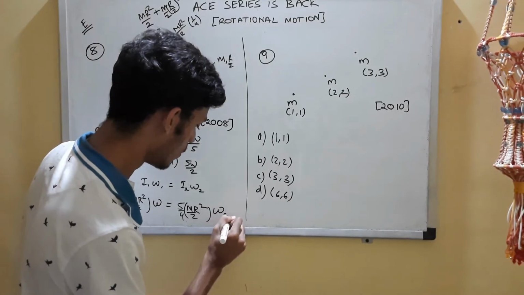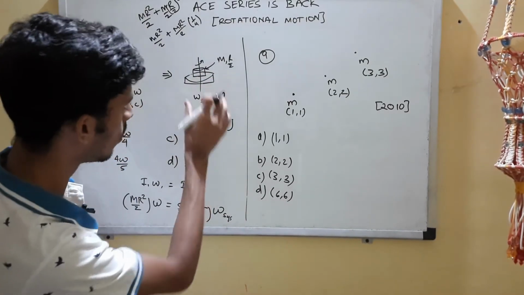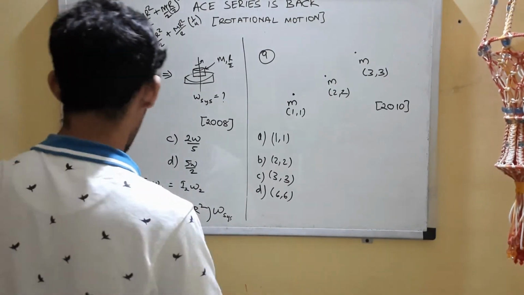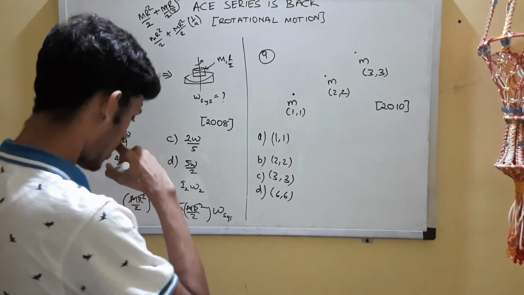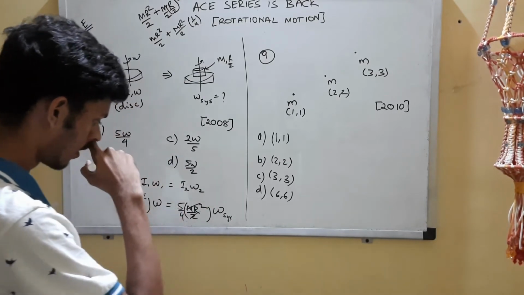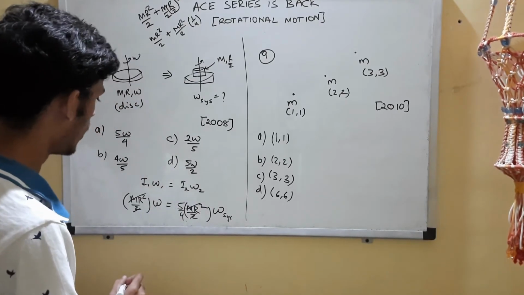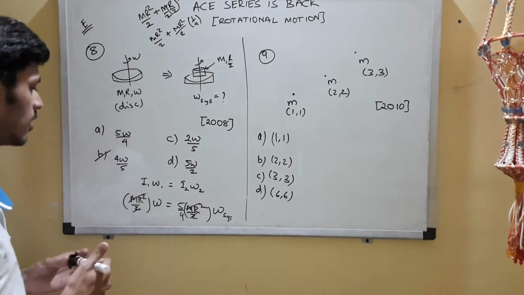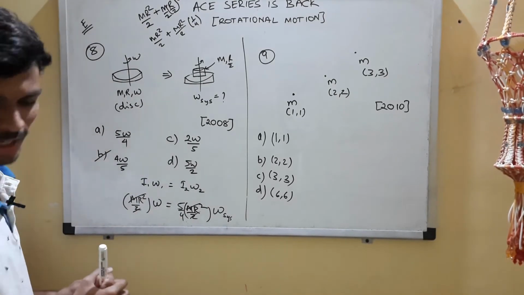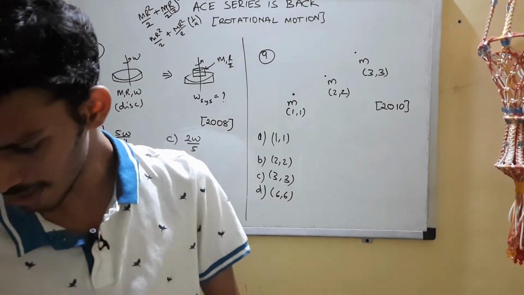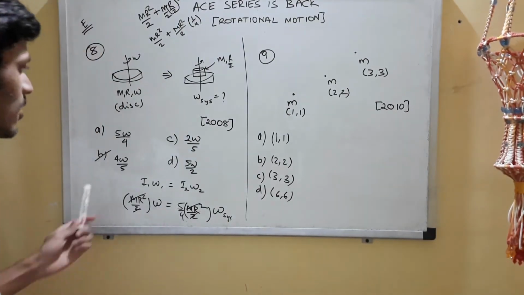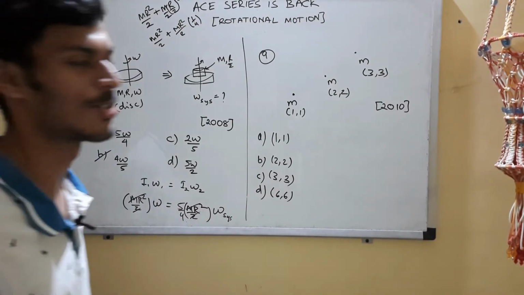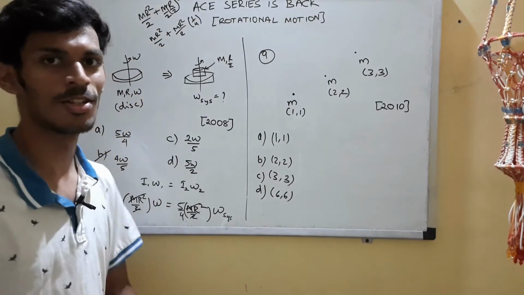Here omega 2 will be the omega of the system. So you are supposed to find the omega of the system in terms of omega. The mr square by 2 gets cancelled, and it will be 4 omega by 5. Option B is the correct choice over here. Let me just check that. Yes, it's the correct answer. So option B, 4 omega by 5, is the correct choice. Simple conservation of momentum.